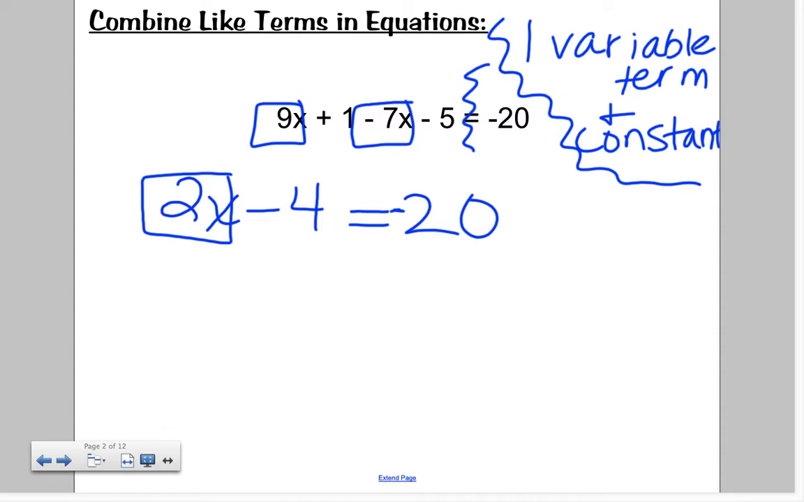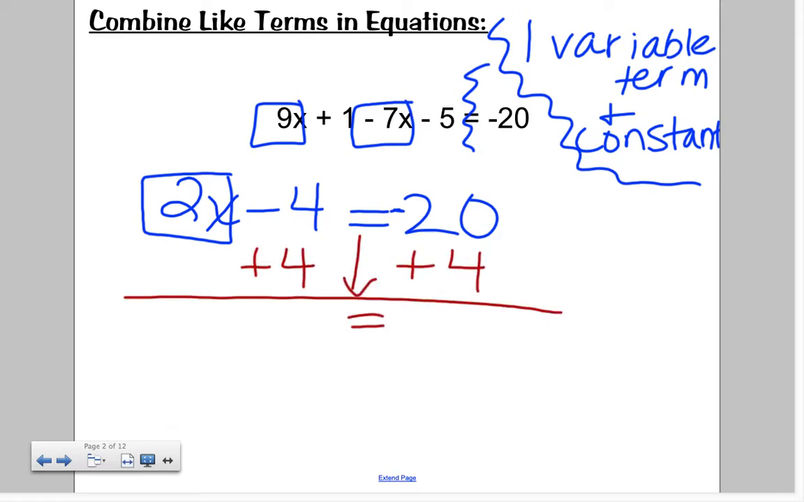+4. What do we create? If you put a +4 with -4, what are you creating? 0. Zero pair. There you go. So we're going to create our zero pair first. Bring our equal sign down.